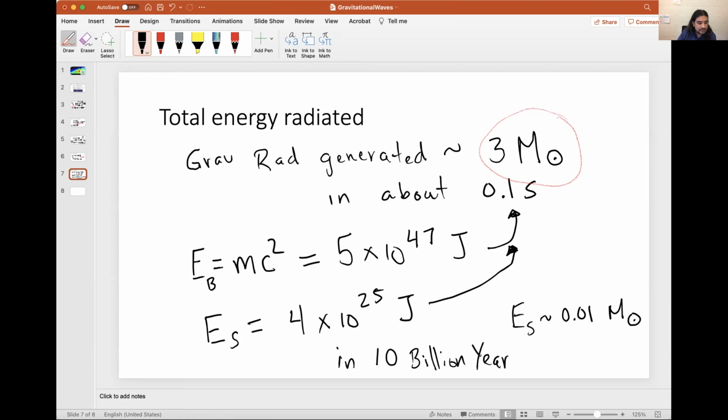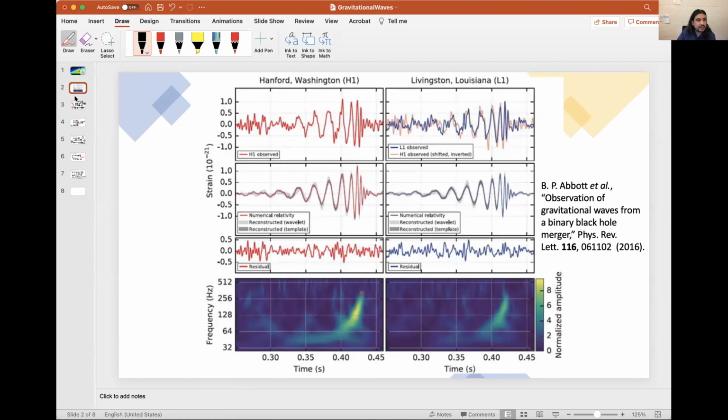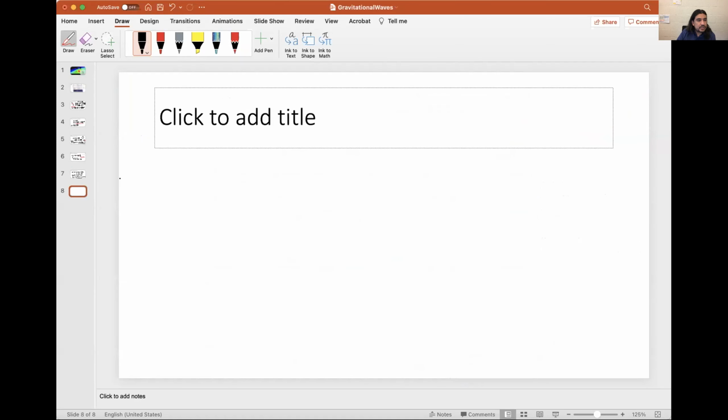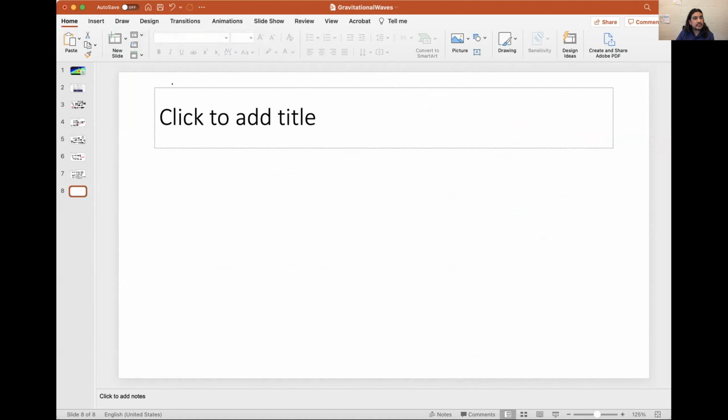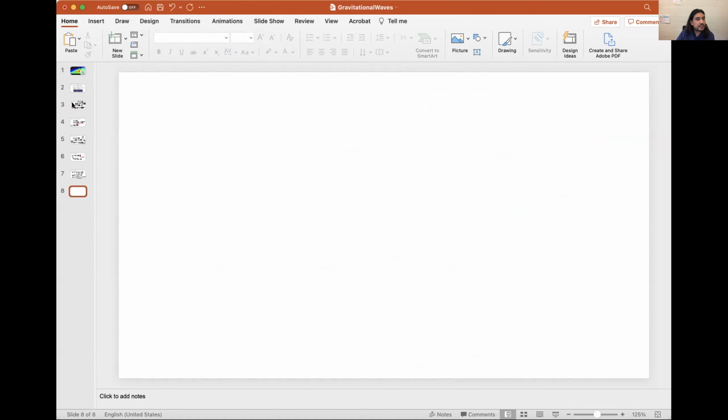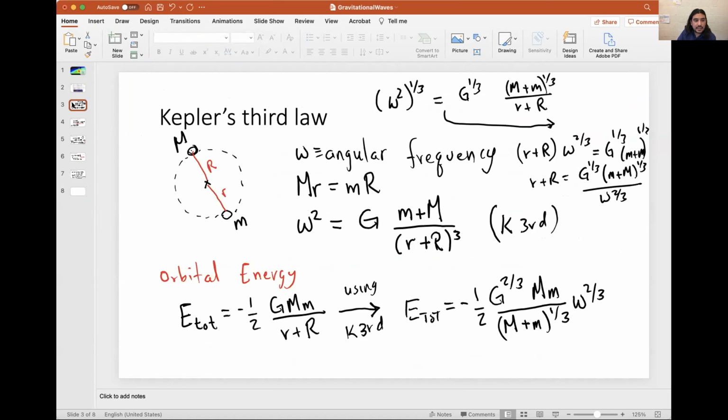Questions about this? I don't know if this is as impressive to you guys as it was to me when I read and saw this article over here. So we can also do our own estimates. And let me change this to blank. Okay. We can do our own estimates with just normal gravitation.